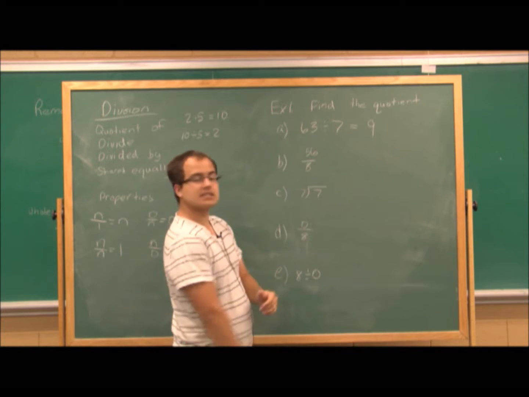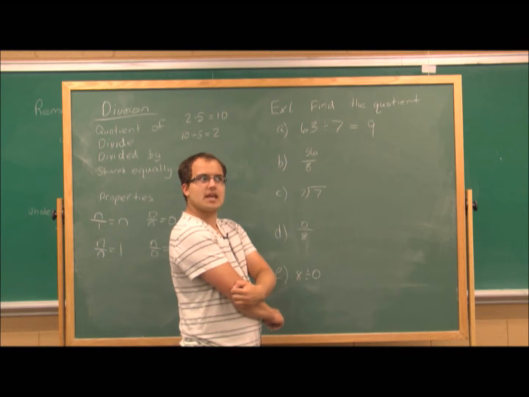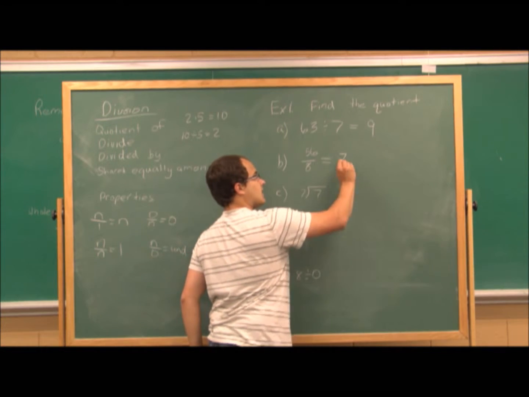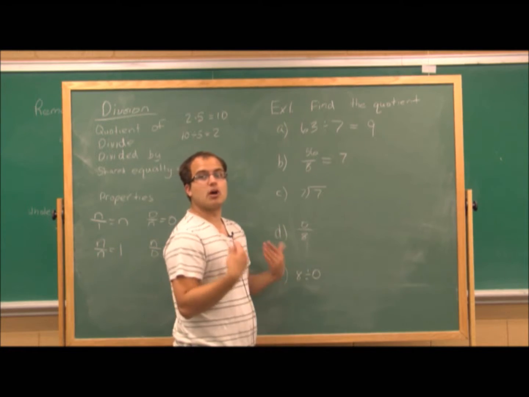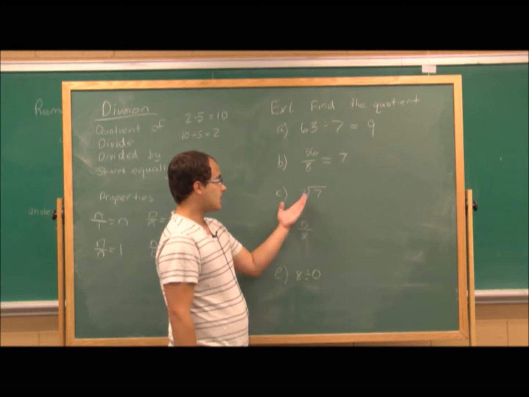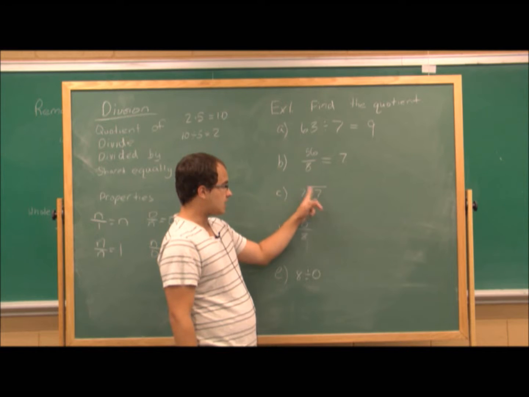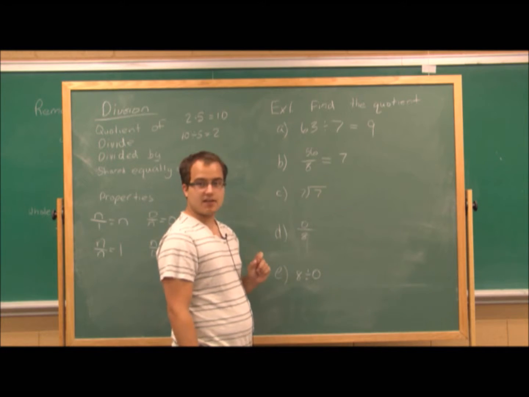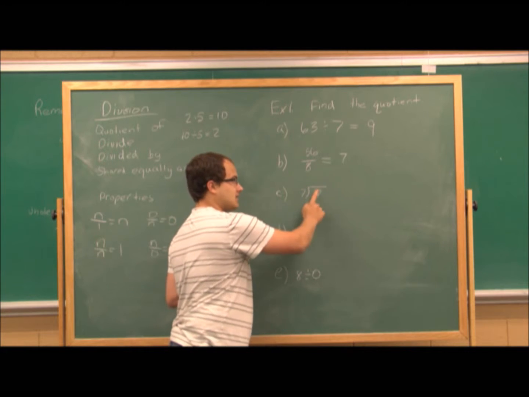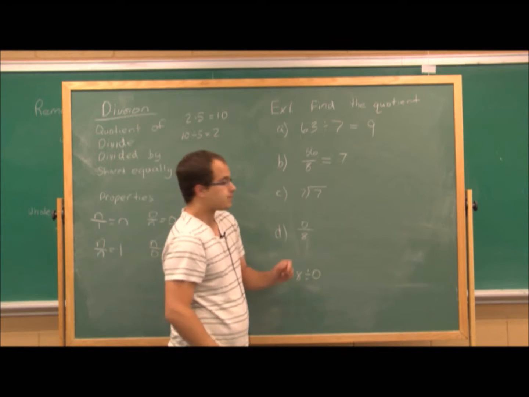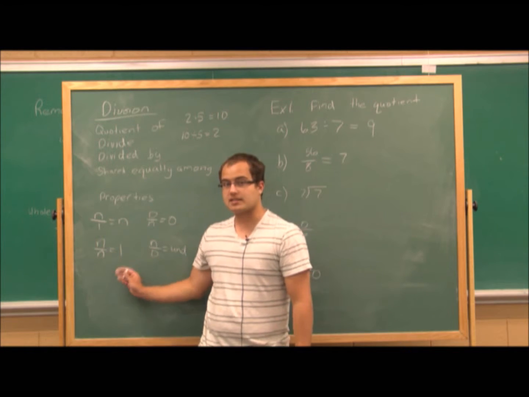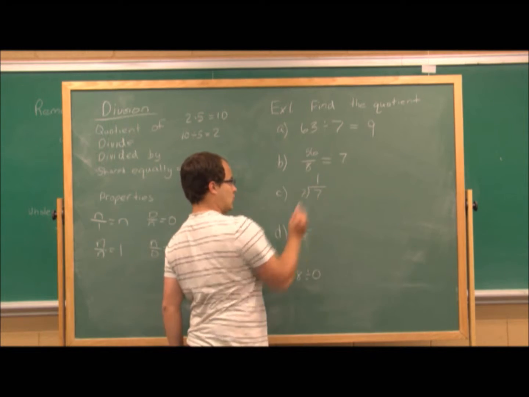B, 56 divided by 8. Well, what times 8 equals 56? 7. And this is where knowing your multiplication tables comes in real handy. Now this says 7 divided by 7. That's how it's read. It's not this 7 on the outside divided by that. It's this 1 divided by that 1. Well, we just learned over here with the properties, a number divided by itself always equals 1.